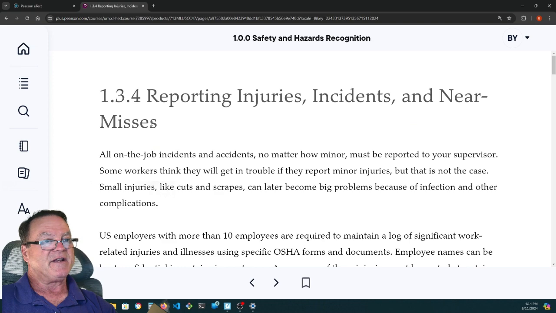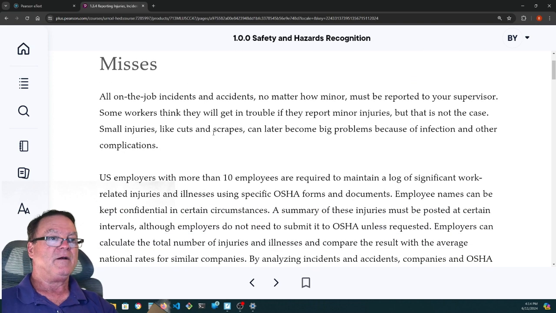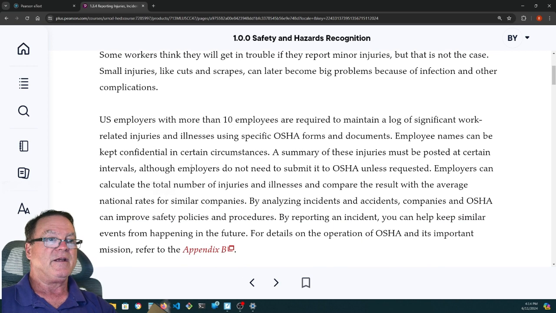Reporting injuries, incidents, and near misses. All on-the-job incidents and accidents, no matter how minor, must be reported to your supervisor. Some workers think they'll get in trouble if they report minor injuries, but that's not the case. Small injuries like cuts and scrapes can later become big problems because of infection and other complications. So you always want to report these to your supervisor, no matter how minor you think they are.